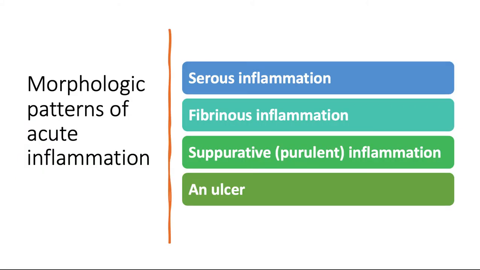There are several types of acute inflammation: serous inflammation, fibrinous inflammation, suppurative purulent inflammation, and ulcer.